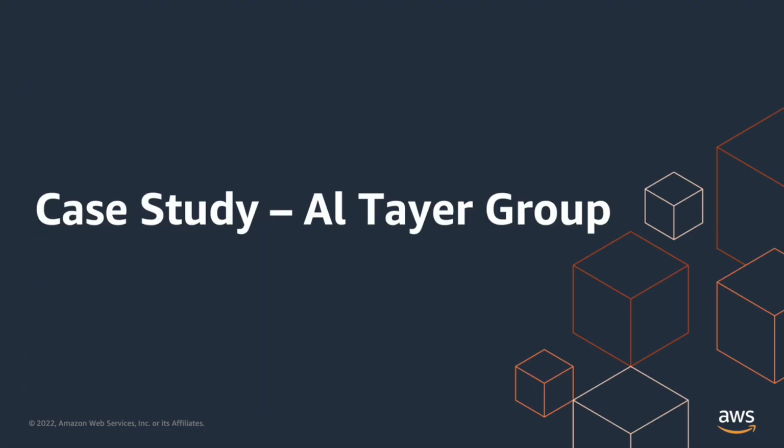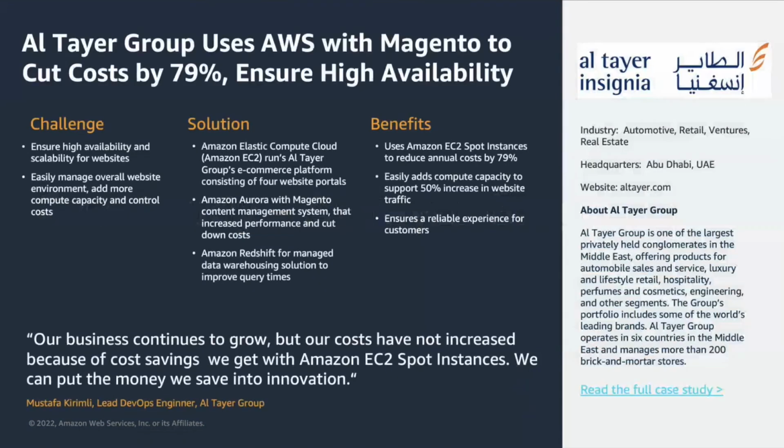Okay. And finally, we are at our last segment, which is the Altair Group case study. For those of you who are unfamiliar with Altair Group, they established themselves back in 1979, and since then they have grown and created a diversified portfolio of businesses in industries such as automotive, retail, ventures, and real estate, to just name a few.